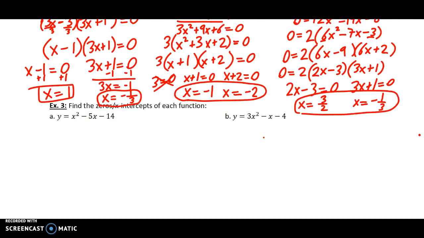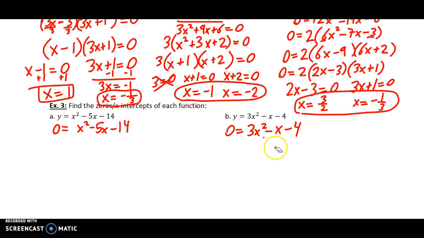Example 3 here. Find the zeros, the x-intercepts of each function. It's all asking the same thing. Find out, where does the graph cross the x-axis? Well, the graph crosses the x-axis when y equals 0. Hey, that's nice. Basically, it's the same type of problem, isn't it? They're all asking the same thing.